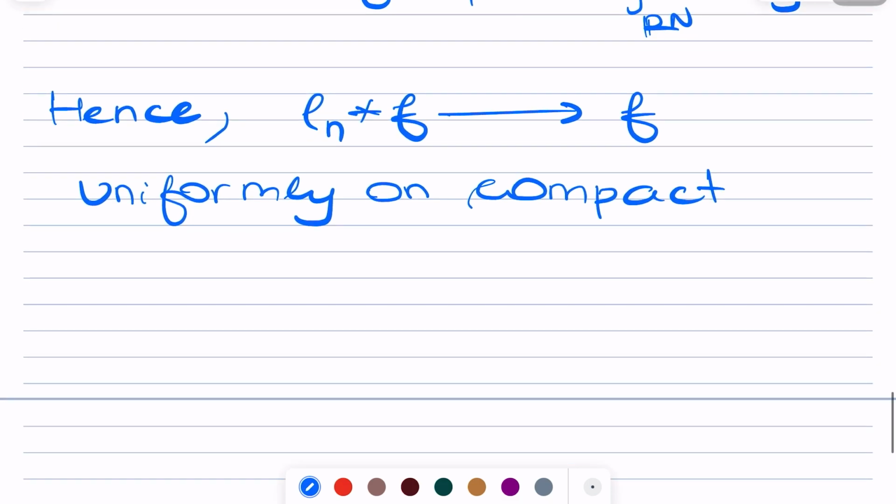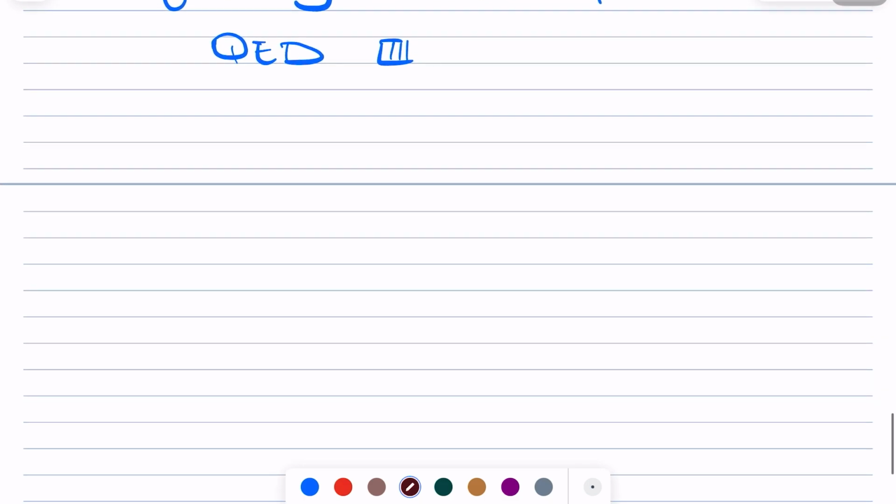So and then we are done. Okay, good. So now let's state the first theorem of this lecture. So this is theorem 4.22.